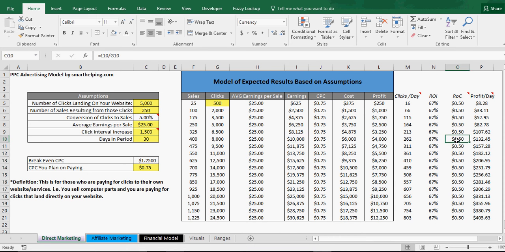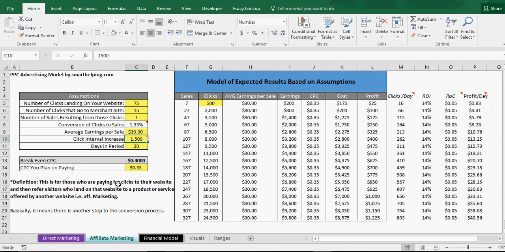You've got return on cost, and this 50 cents is really all it is: your break even minus what you're paying per click, or plan on paying. But you could also do it by dividing your profit by your clicks. Same number though, logically and mathematically speaking. Then you've got your profit per day. The reason why this table is here is so you can plan out how to scale. And that's it for the direct marketing.